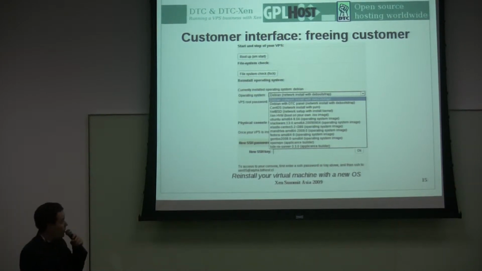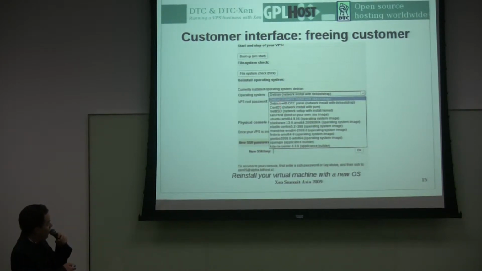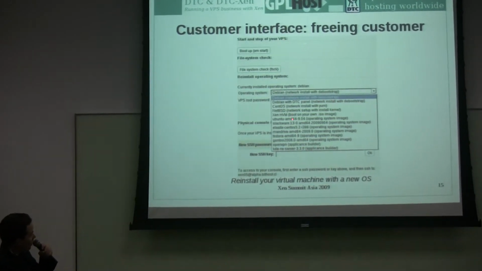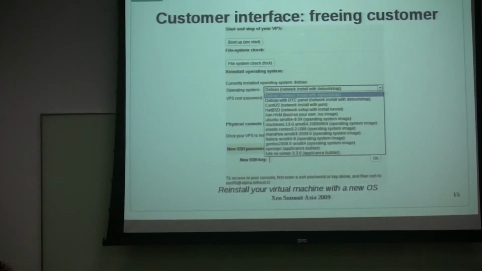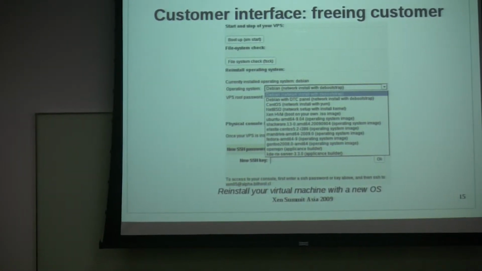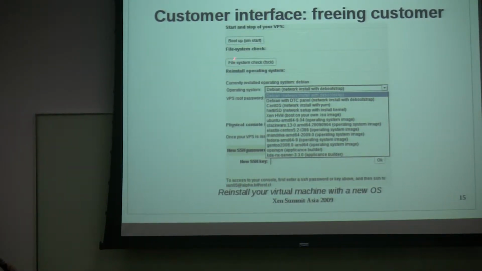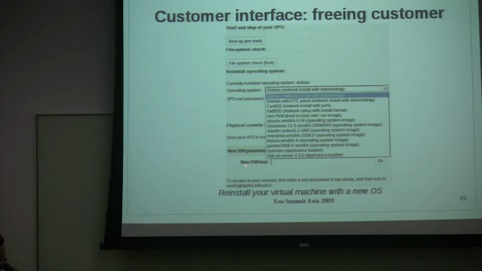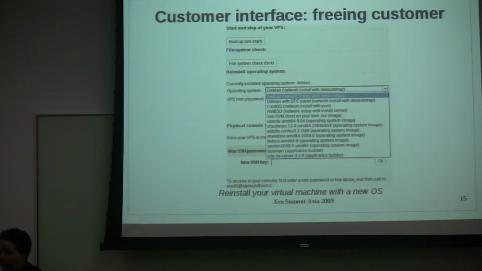Here's how you reinstall your VM. So you have all the operating systems that are available in the Dom0, pulled dynamically, whatever is installed. You can pull up a system check. And here you can set up your SSH password and SSH key. This is not the root password of your VPS, okay?